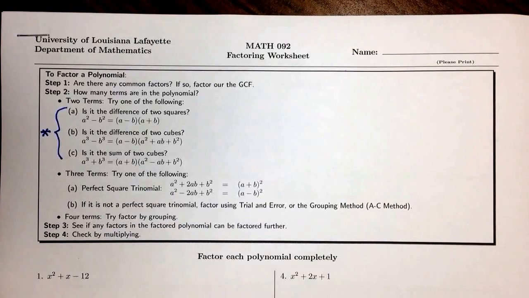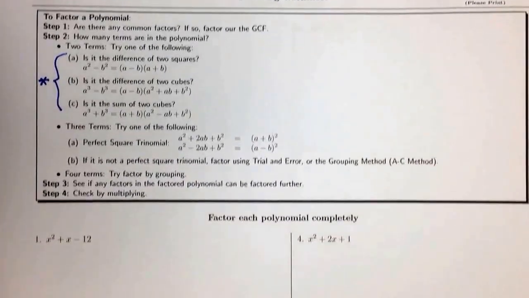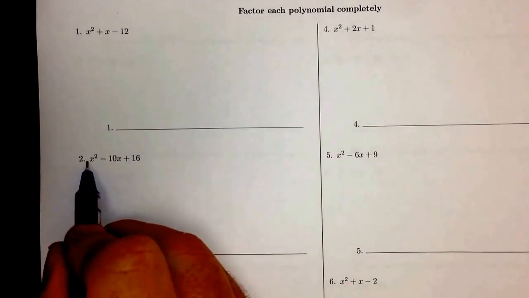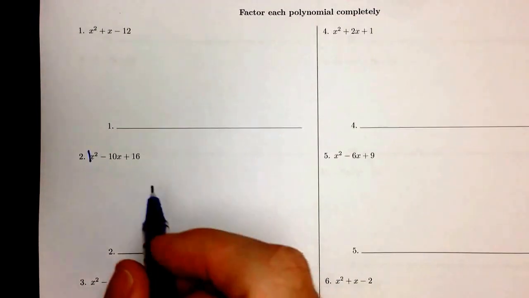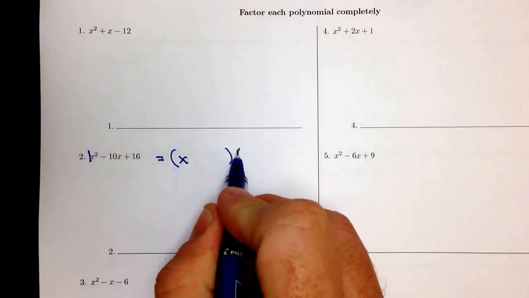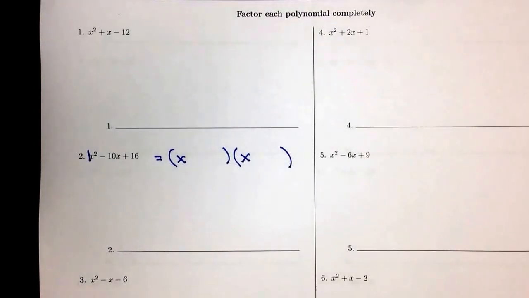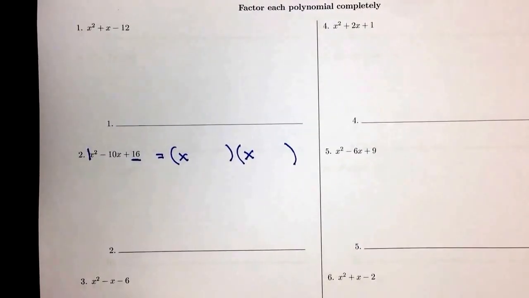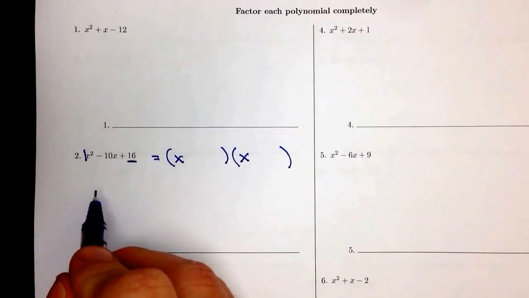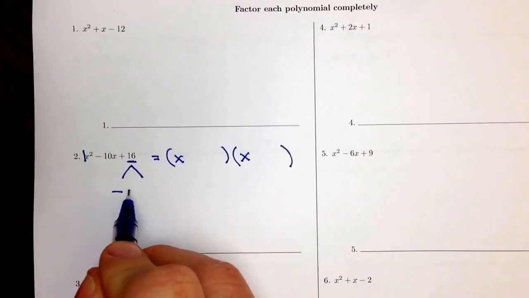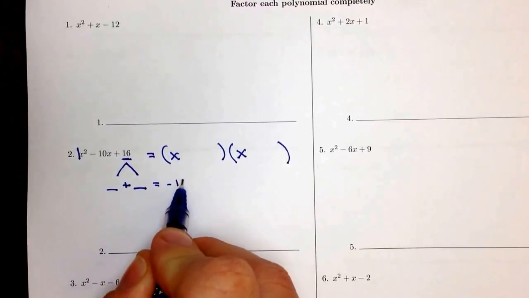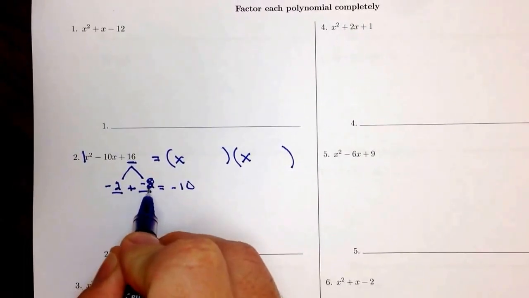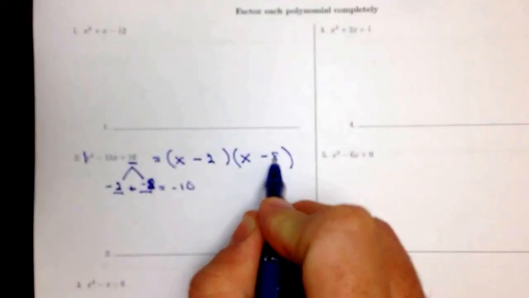Alright, so let's try a few. How about number 2? Since the coefficient on the x squared is 1, we know this is going to have to be an x and an x as the first terms in each binomial. So now what we want is, what 2 numbers multiply to positive 16 that add up to negative 10? I need 2 factors of 16 that when I add them, I get negative 10. If you think about that, that should be minus 2 and minus 8. So that's what we get here, minus 2, minus 8, and we're done.